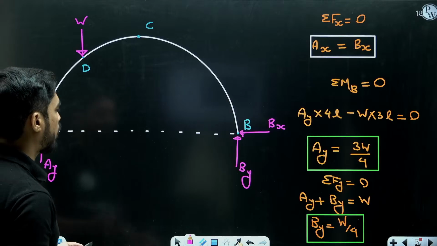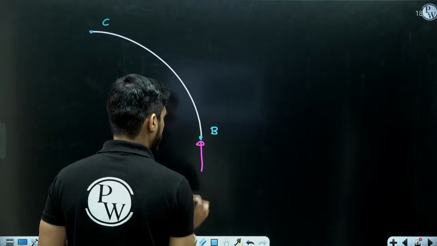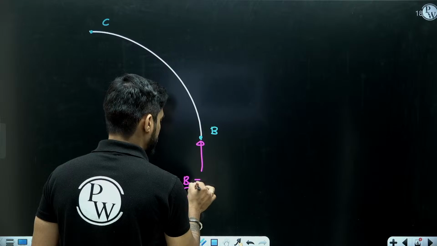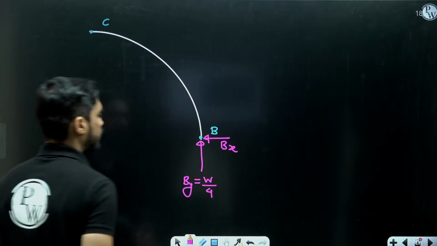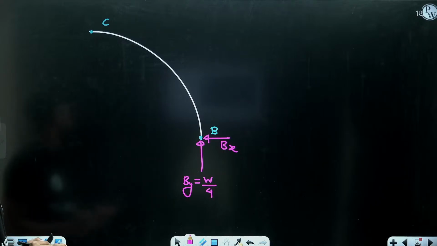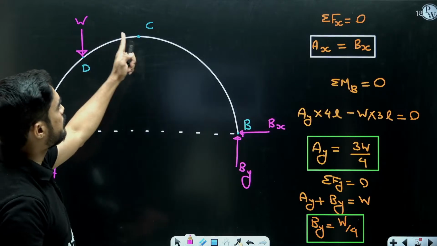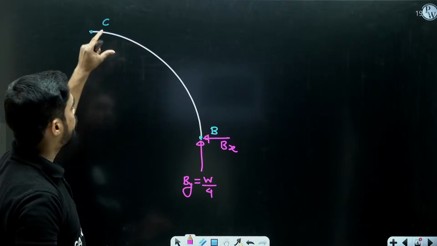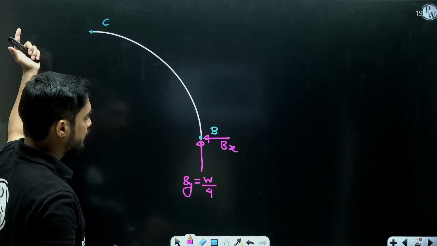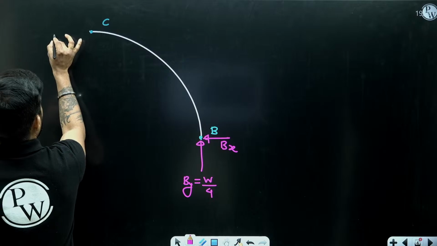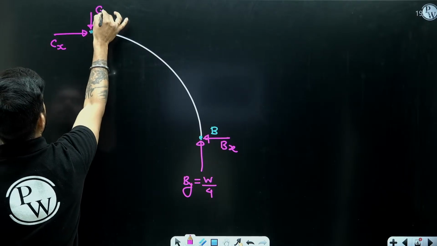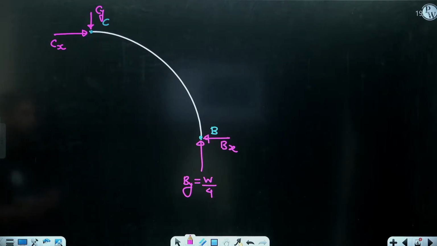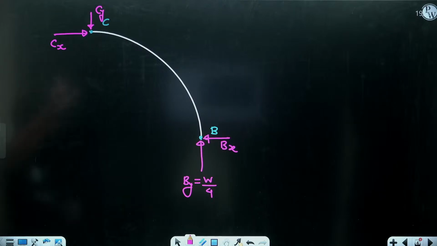At point B, we already have two reactions, BY, which is W by 4, and BX. Now at point C, we had a hinge joint, and now we have isolated BC from AC through this hinge joint. So I will get two reactions here. I am assuming their directions, CX and CY. Now I don't need to find CX and CY. If I want to, I can, but I don't need to.